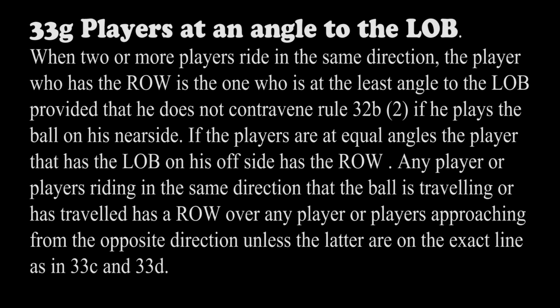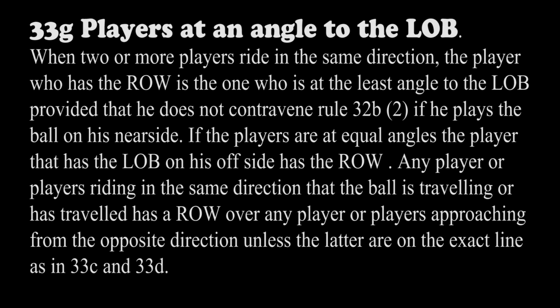33C and 33D. Let's see what happens when no one is on the exact line of the ball, meaning all players carry a certain angle. In this situation, the following priorities are set. The first priority is for those following the ball on its same sense over those coming to meet on the opposite side. We are talking about players with angle.